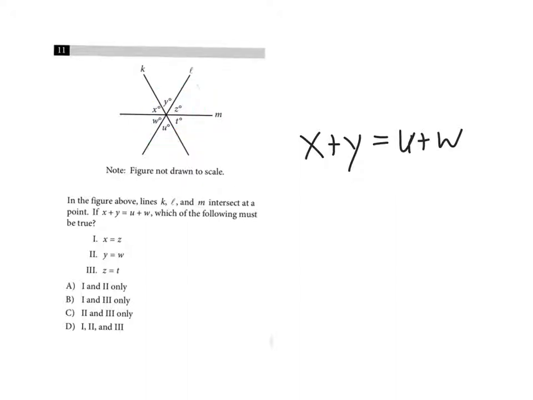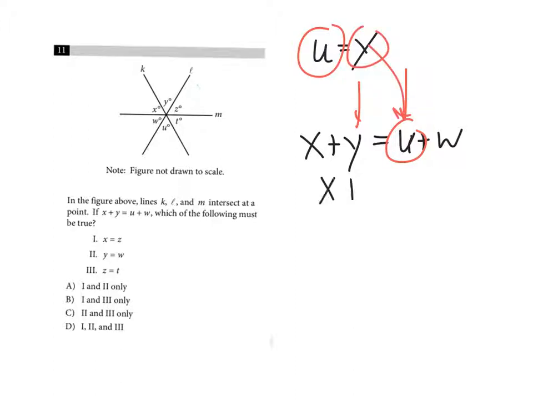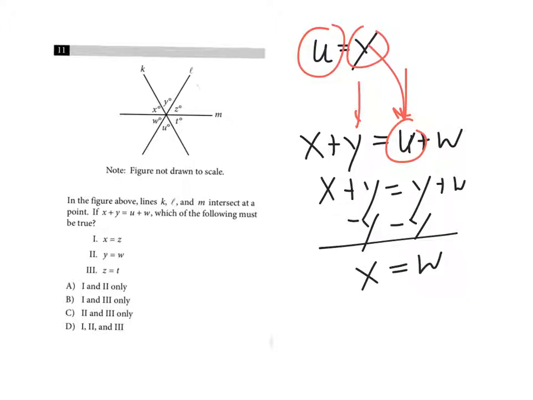So what I'm going to do is this. I know that angle U is equal to angle Y. So if I take out U and plug Y in its spot, I have X plus Y equals Y plus W. If I subtract Y on both sides, I get X equals W. So there's number one being true. All I did was substitution. Since U is equal to Y, I took out the U and threw in Y in its spot. So number one is true.